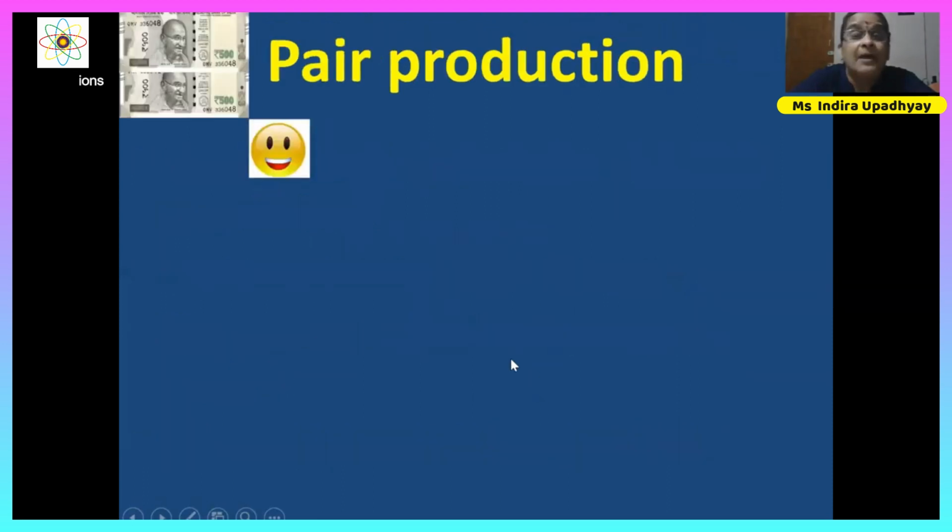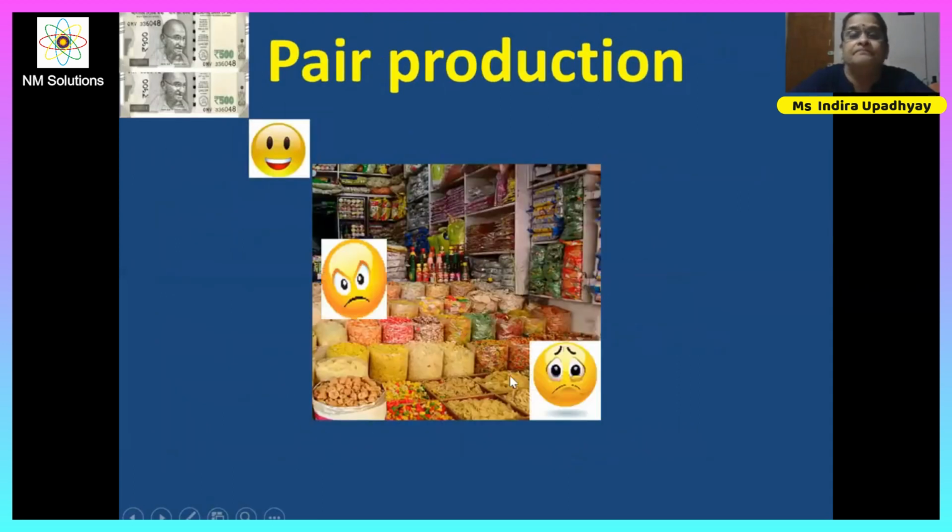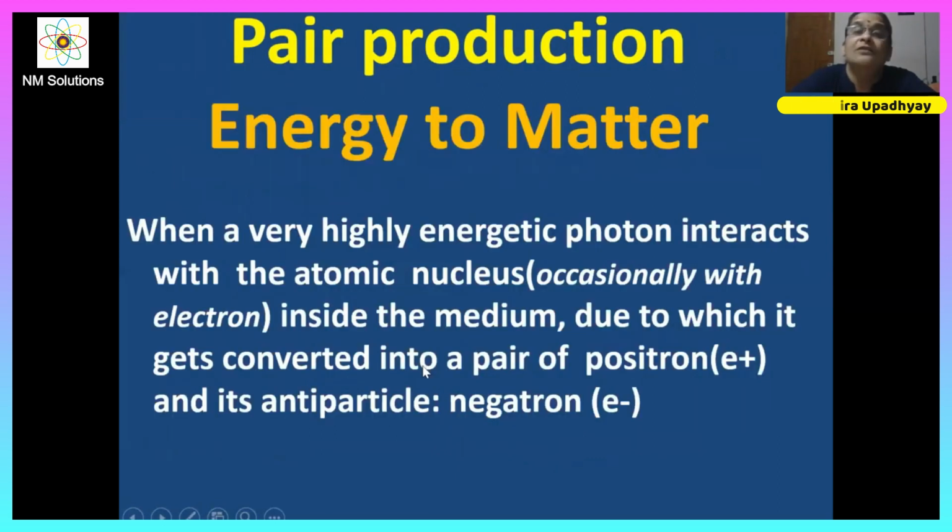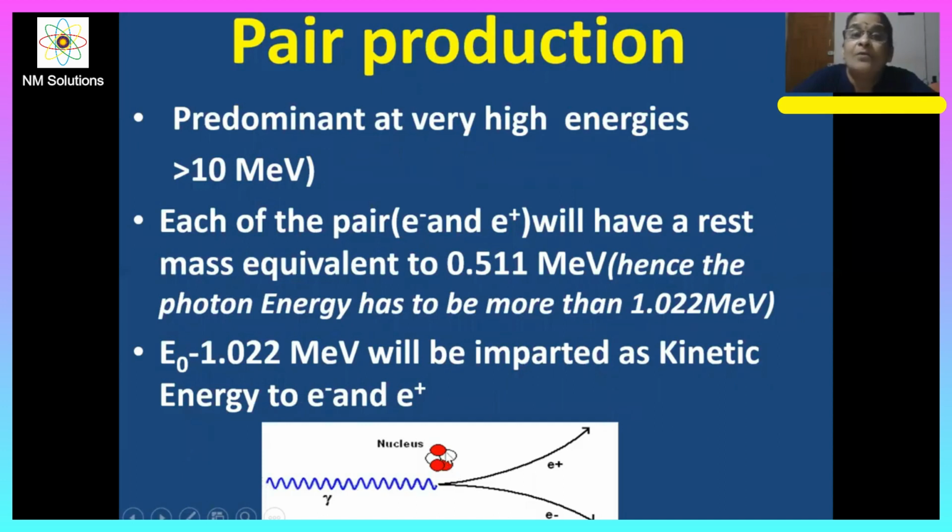Now, what is pair production? This is where energy gets transferred to matter when a very highly energetic photon interacts with the atomic nucleus, occasionally with an electron inside the medium, due to which it gets converted into a pair of positron and its antiparticle negatron, e plus and e minus. It is predominant at very high energies, more than 10 mega electron volts.